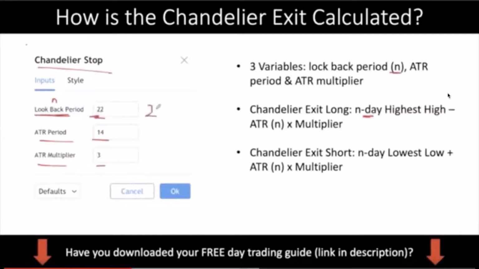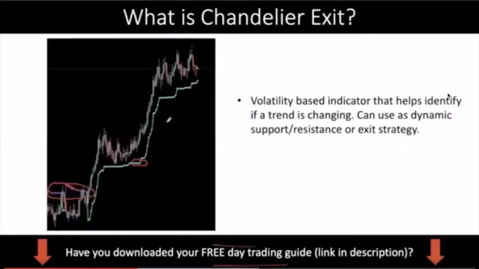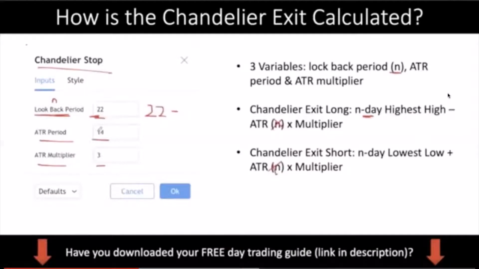So what happens is you'll take the 22-day high. Depending on what the price is, you'll take the 22-day high minus the ATR. In this case, the ATR is 14, so we'll take the 14-day ATR times this multiplier. Depending on the value of the ATR, you just take the number and multiply it by 3. So you take 3 times ATR.